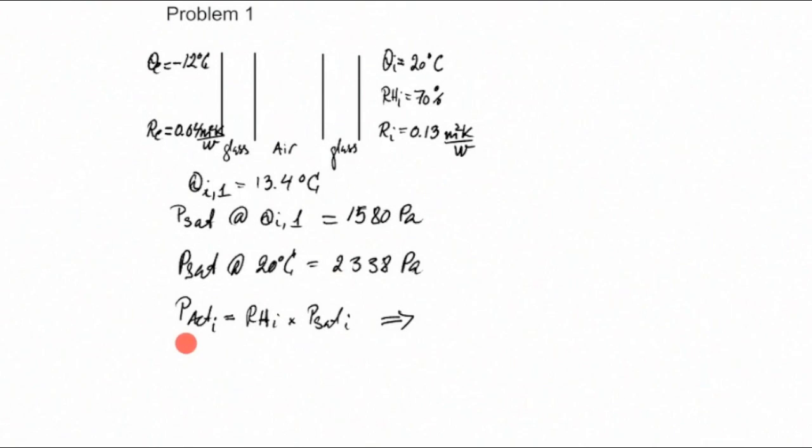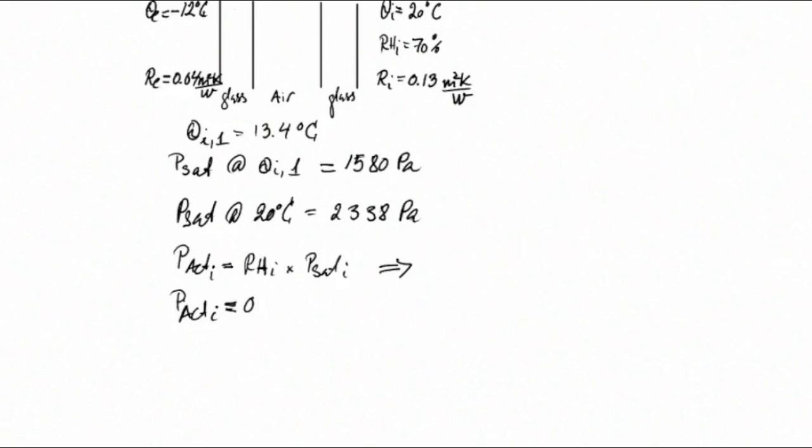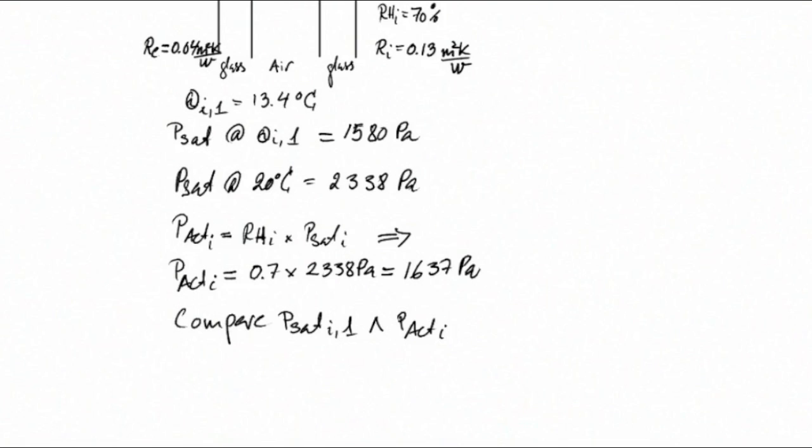So now I have to use the formula, because I have to figure out the actual pressure internal when I know the internal relative humidity is 70%, using the saturated amount of water vapor at 20 degrees. I fill in with numbers: 0.7 times 2338 pascals, and that is equal to 1637 pascals.